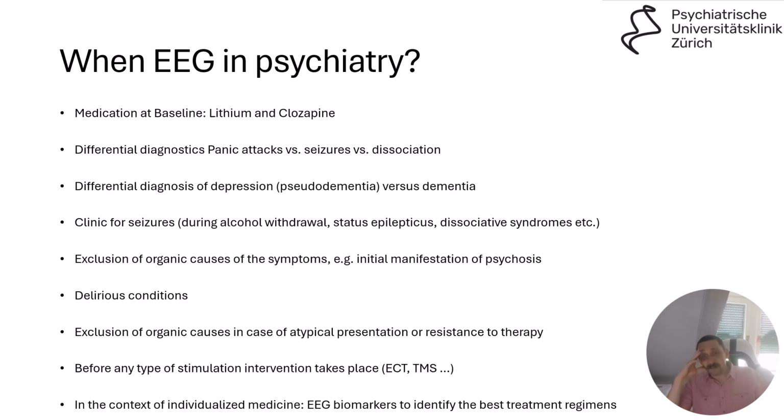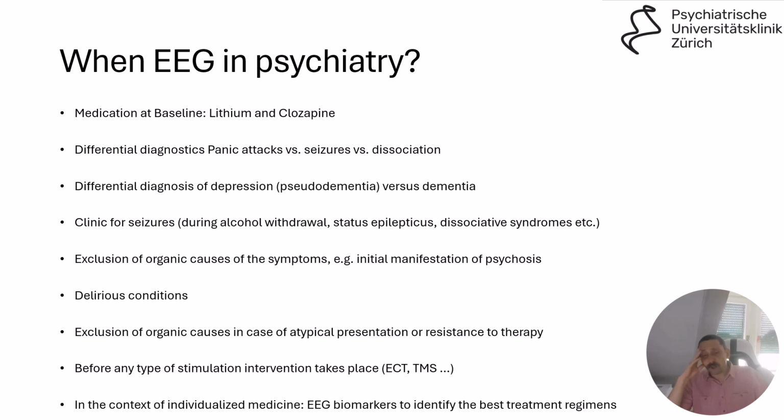Then we need an EEG if you have questions regarding the differential diagnostic process in panic attacks versus seizures and dissociations. So to rule out if there is a real somatic, epileptic seizure going on, you do an EEG during an attack. If you see a normal EEG, you most likely can rule out epilepsy, but you then have to deal with either dissociations or maybe a panic attack.